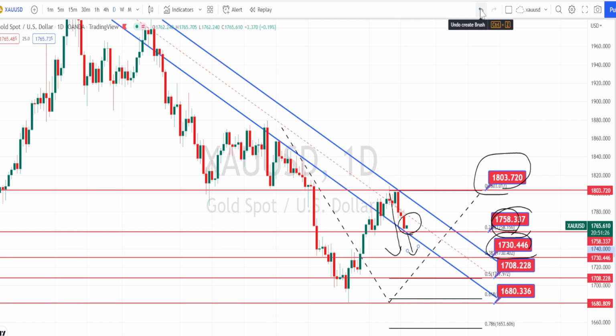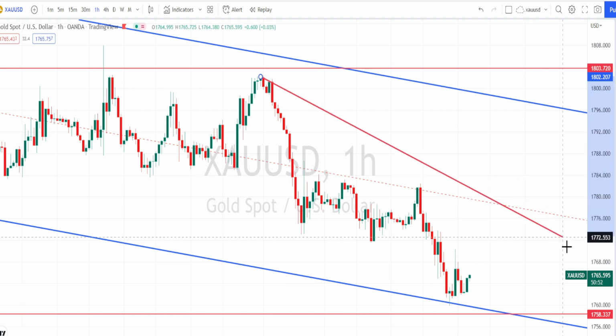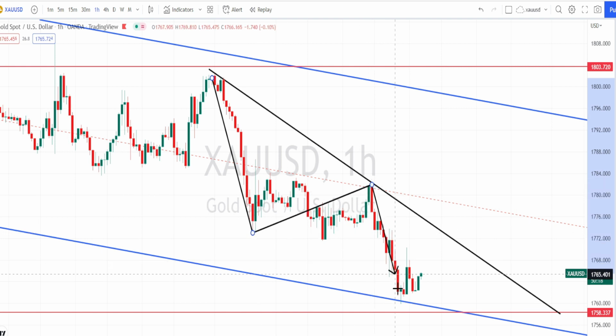Let us do the analysis in the hourly time frame. I am in the hourly time frame now. In the hourly time frame, I am again drawing a trend line or the resistance line. Previously the price action was in a very nice bearish trend, and currently it has found support on the bearish channel pattern support line of the daily time frame, and we are noticing the price action bounce back on the bullish side retracements.